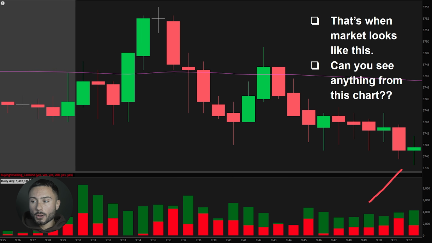This chart right here looks extremely bearish, right? Nothing here looks bullish. Could you see anything off of this chart to take the market long right here? Honestly, let me know in the comments. Anything off of this chart, could you take the market long right here? And I would say majority of the traders, over 50% of them, would say no.